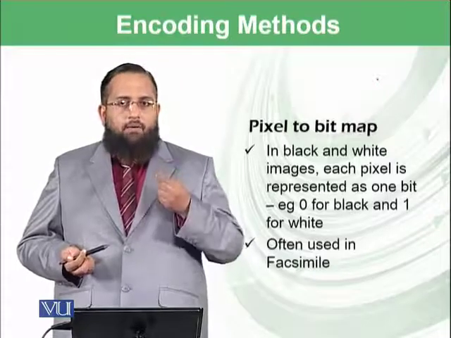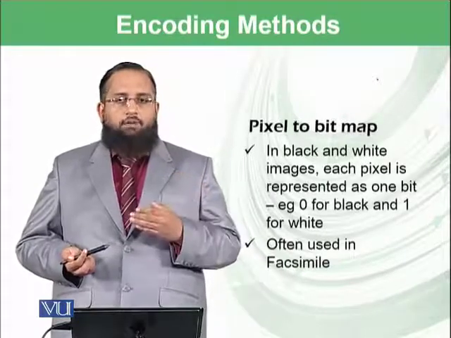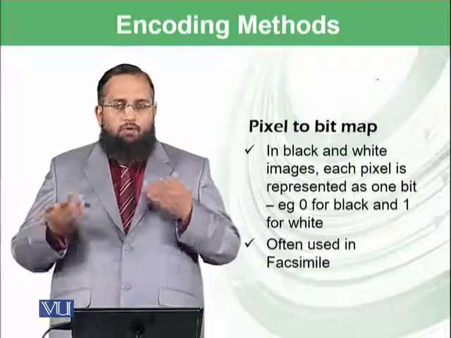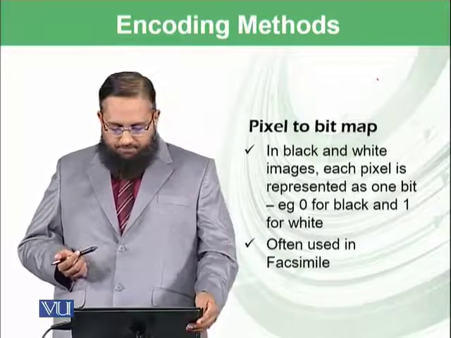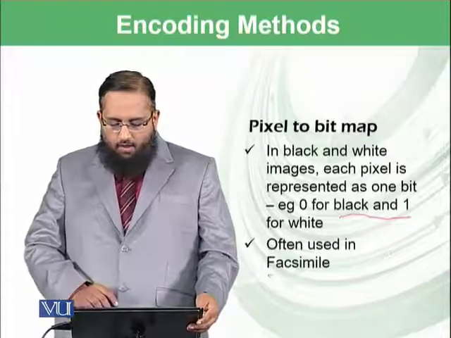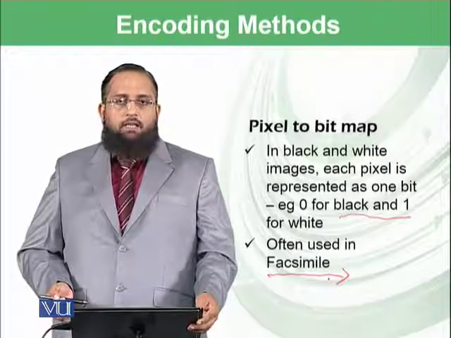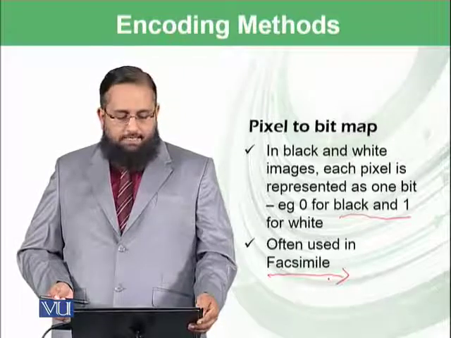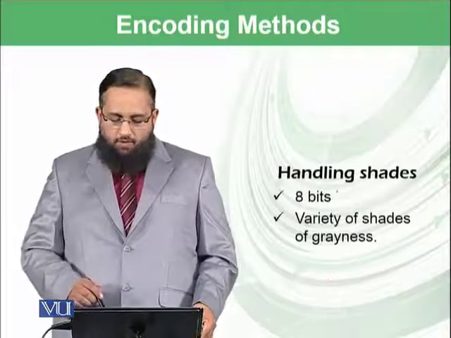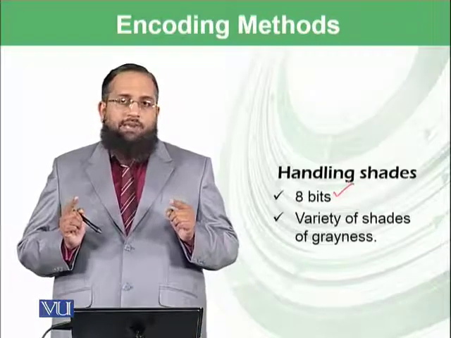But if the image is a gray shaded image, with different shades, or if it is a colored image, then we follow some other techniques. Black and white images in the form of 0 and 1 are used in facsimile, the machines using fax. For handling shades, we normally do not use 1 bit, we use 8 bits. In 8 bits, you can display the shades.